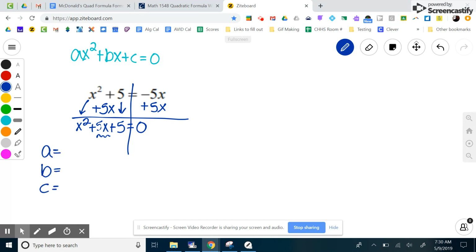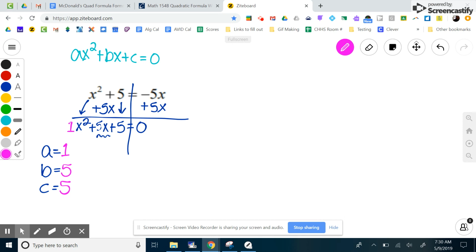We know a is the number in front of x squared, and there is no number, so there's an invisible 1 there. So a is 1. B is the number in front of x, so that's 5. And c is the number by itself, so that's 5. Okay, so now I'm ready for the quadratic formula.